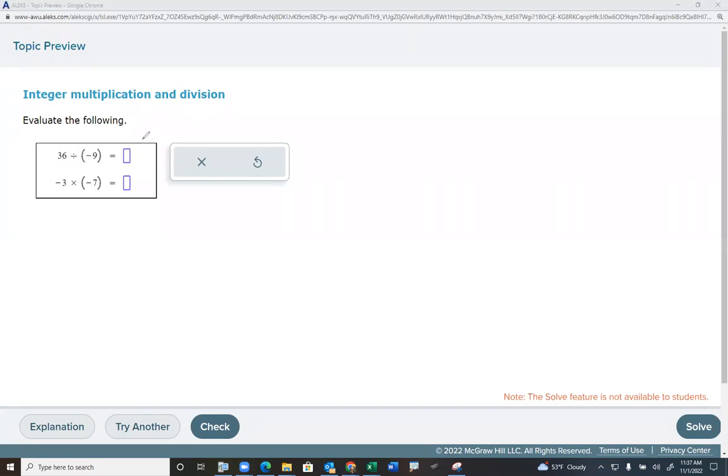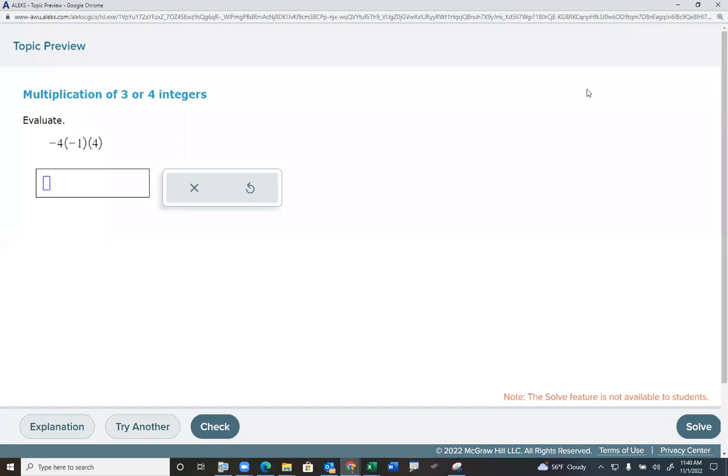36 divided by 9 is 4. The signs are opposite, negative. 3 times 7 is 21. The signs are the same, positive. That's it. Okay, it's super cool. It's flipping awesome. All righty, so now we get to do more multiplying. Okay, and what more could a guy ask for?